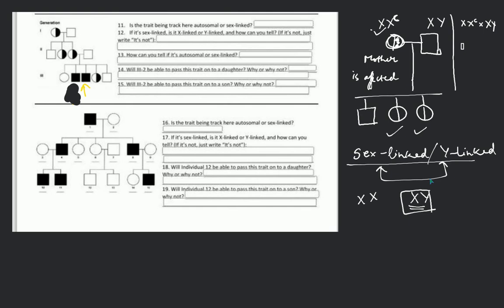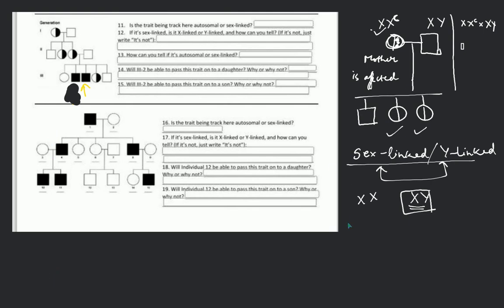Why? Because the father is affected and his disease is being passed on to his sons only. You can see very easily it's a sex linked or a Y linked disease because in the entire chart, only and only male progeny are affected. Can you see that?